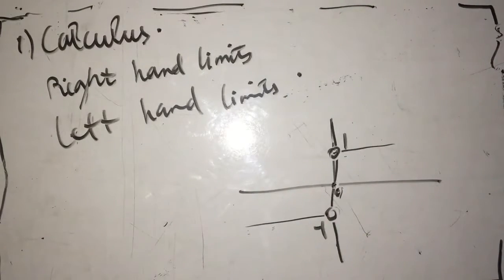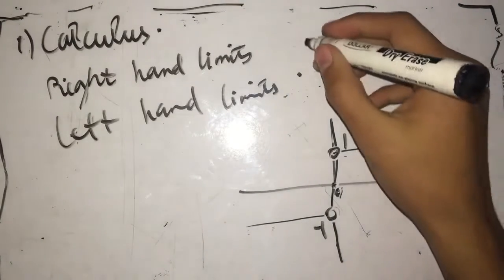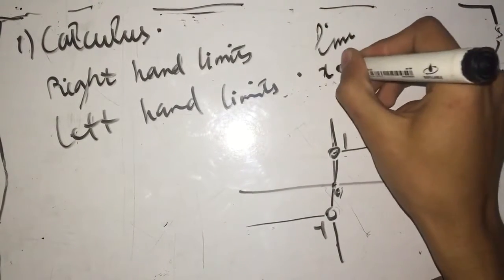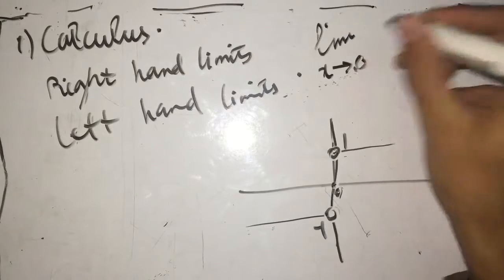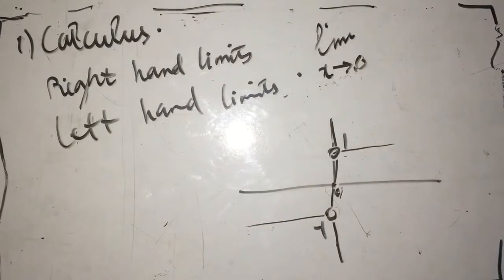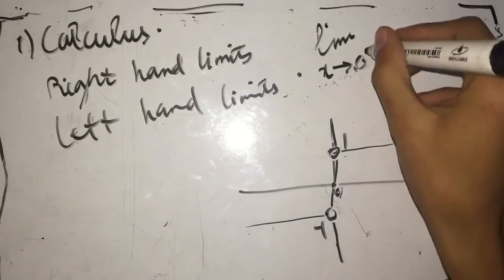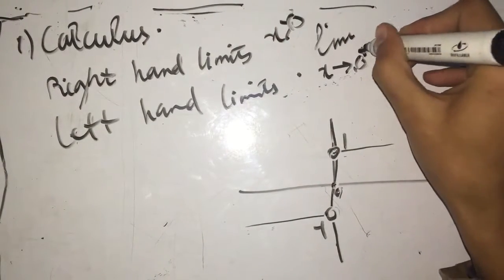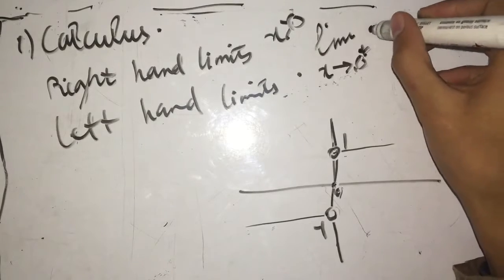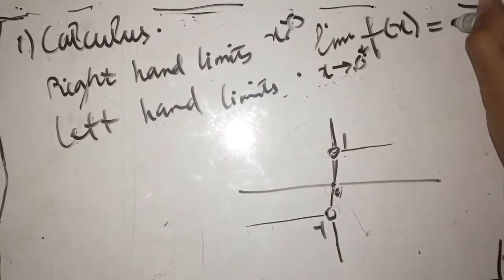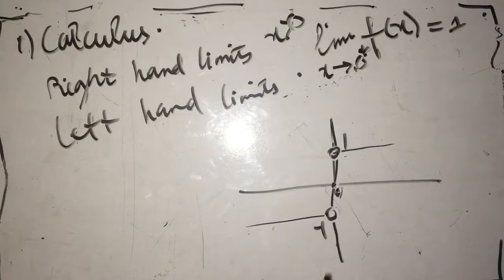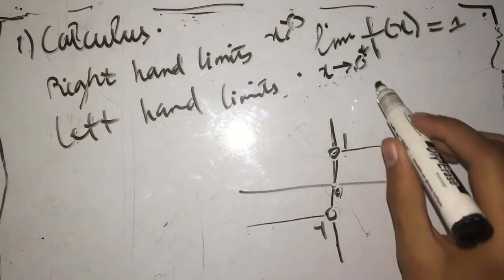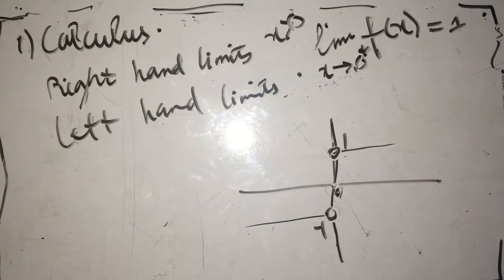So how are we going to write it mathematically? We are going to write it as the limit of x approaches 0 from the right side, means from the positive side, means x is greater than 0. We insert a positive sign here. So what is f of x? Its limit is 1.